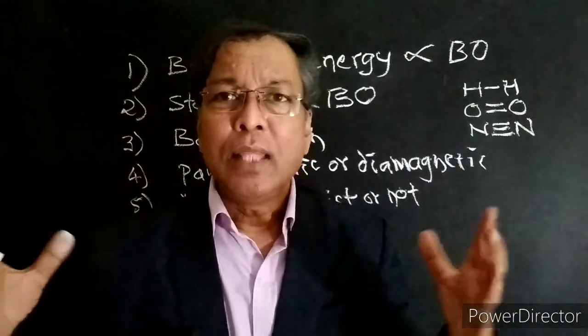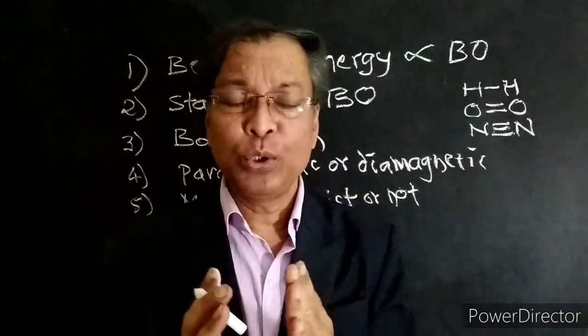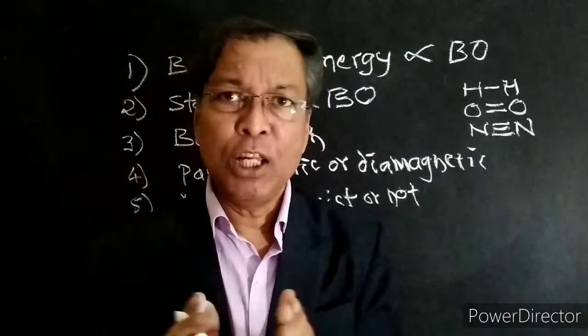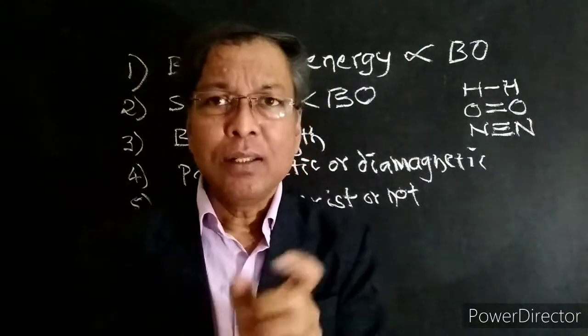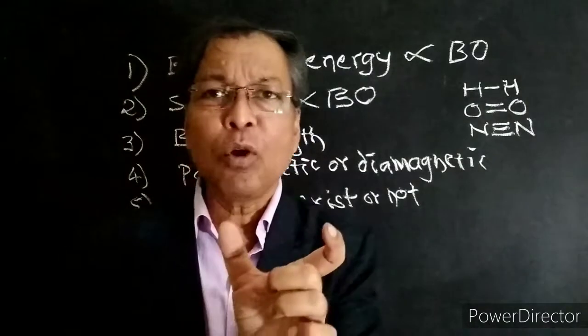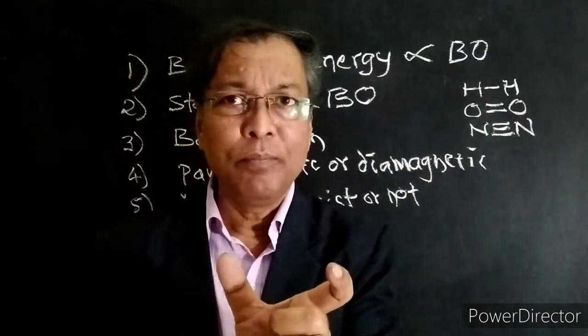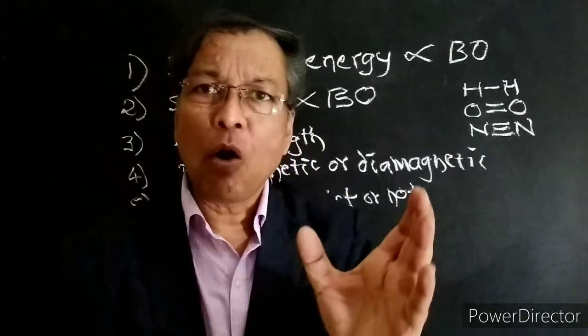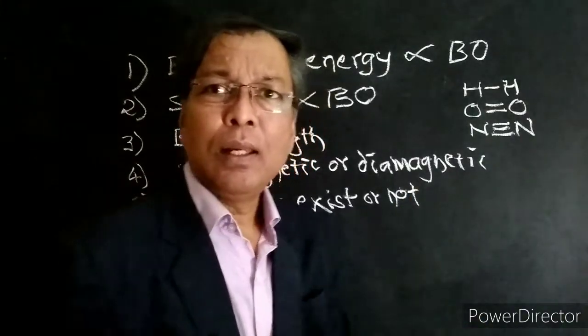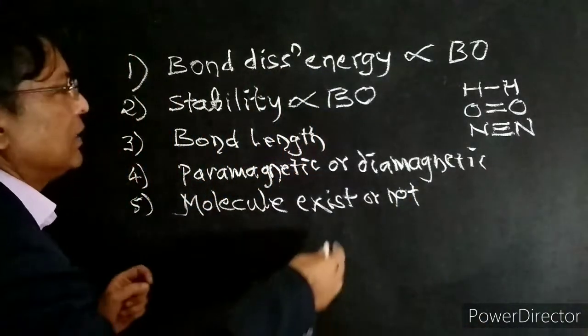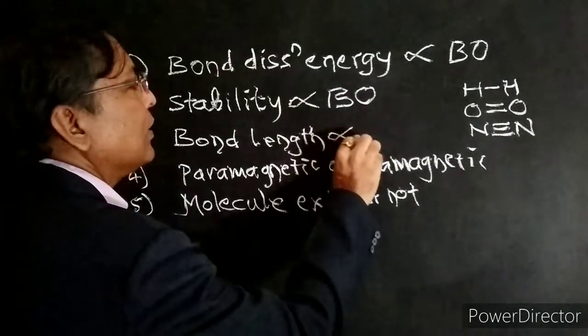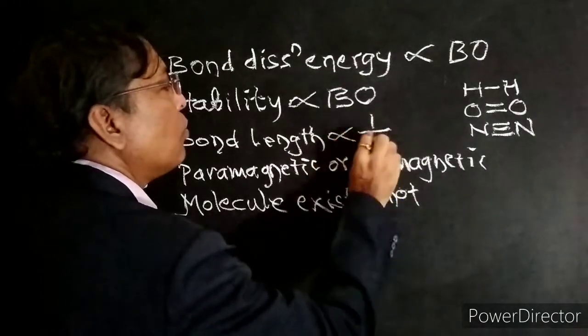As a result, the atoms come close to each other, near to each other. As a result, the distance between the centers of the nuclei decreases. Therefore, as the bond order increases, bond length decreases. Therefore, bond length is inversely proportional to bond order.